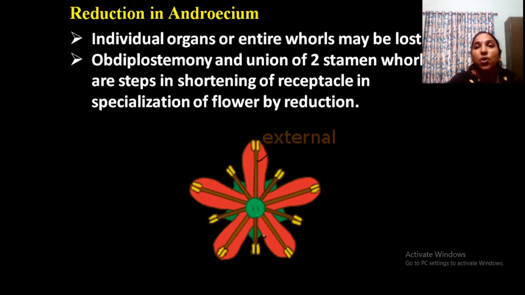Obdiplostemony is an union of two stamen whorls, shortening of receptacle. That is a reduction. The two whorls occurring in obdiplostemony may be greatly reduced by fusing the two stamens, one alternate to petal, one opposite to petal, that become fused. So likewise it will get reduced. So reduction is an advanced feature. See, alternate to petal, opposite to petal, so maybe greater reduction taking place. That's an advancement feature.